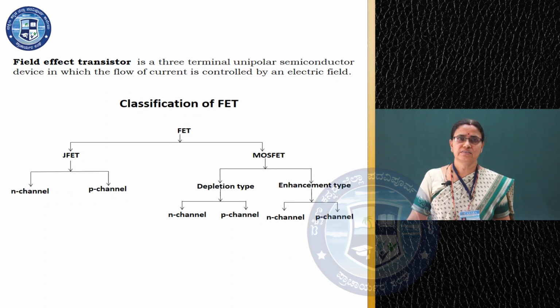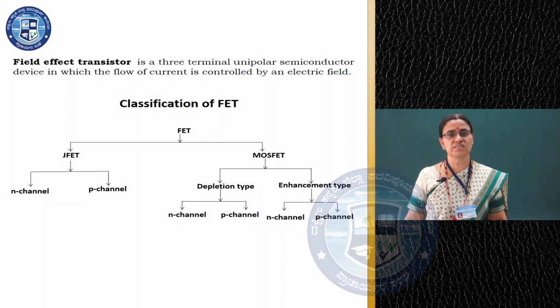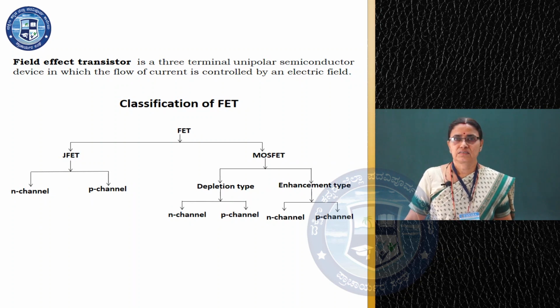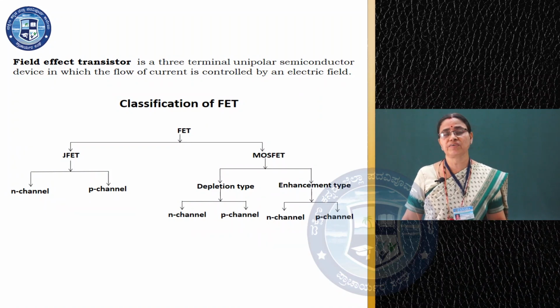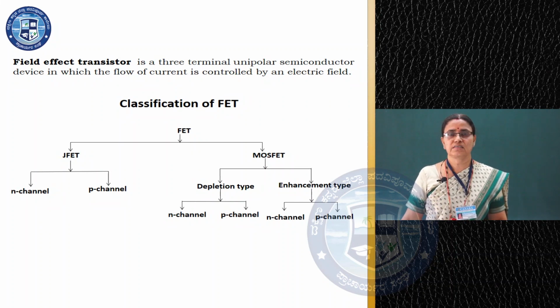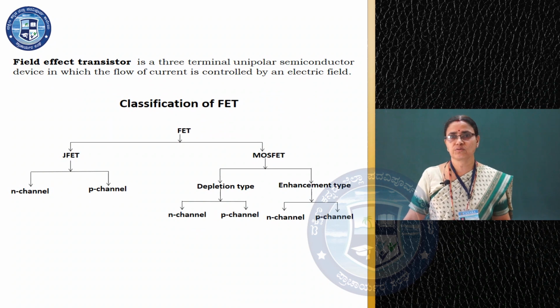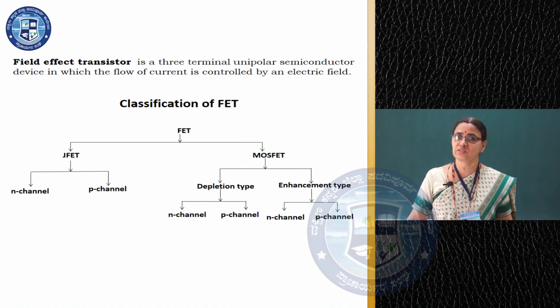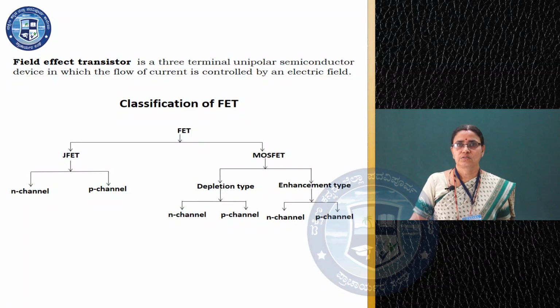Now we can classify FET into 2 types. One is the junction field effect transistor, and the other is the metal oxide semiconductor field effect transistor, MOSFET. Junction field effect transistor again has 2 types, N channel and P channel. Why is it called the junction field effect transistor? The flow of current can be controlled by the variation of the depletion layer in PN junctions. So it is called the junction field effect transistor.